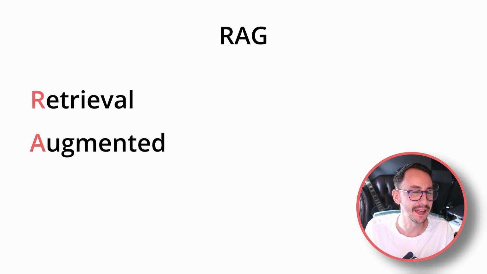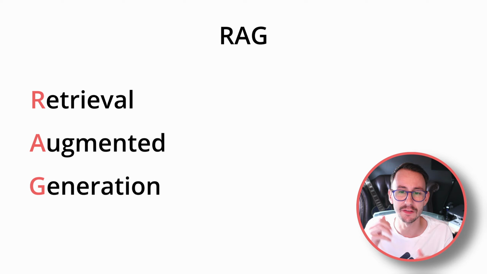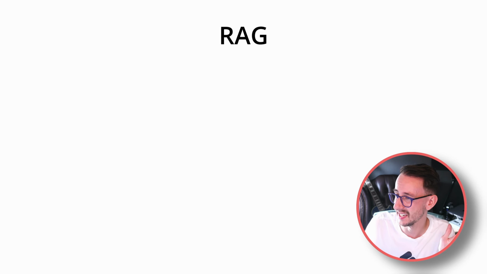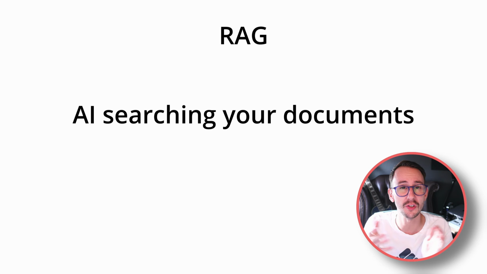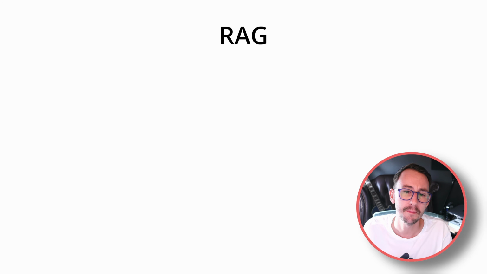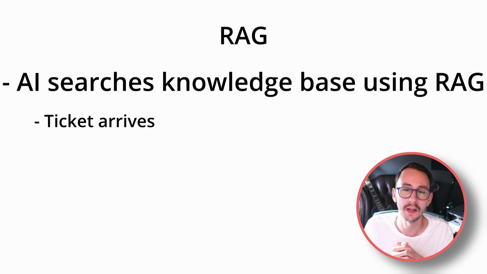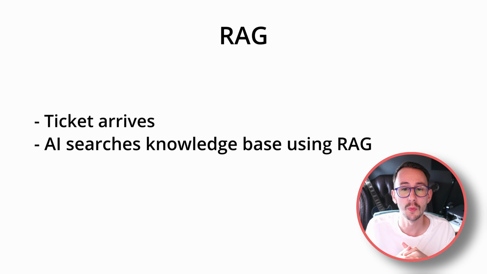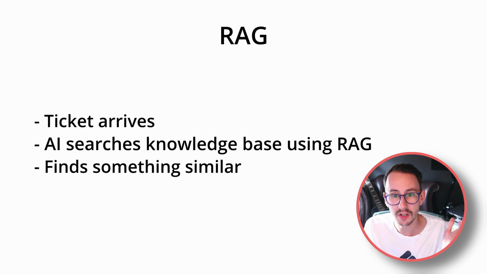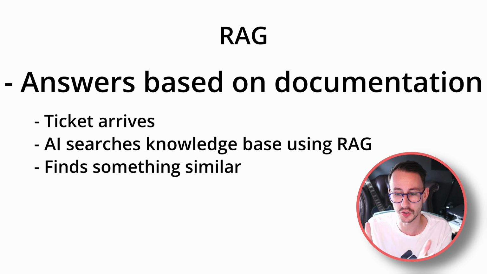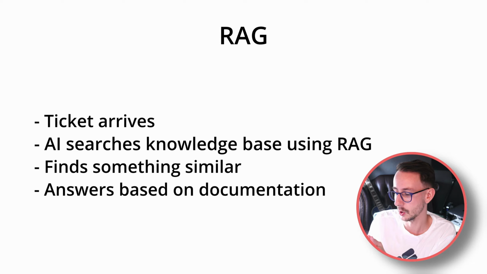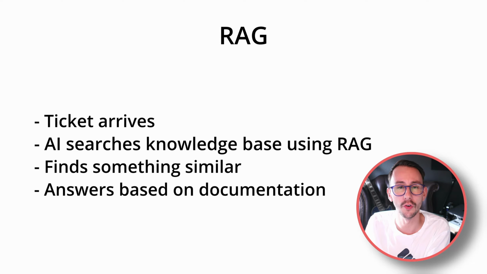Then I want to talk about RAG, or Retrieval Augmented Generation. What the hell is RAG? Well, it's really a fancy name for AI searching your documents, basically. The way it works is a ticket arrives into your help desk, VPN keeps disconnecting. AI using RAG will then go and search your knowledge base. It will find something similar in there, and then it will answer the question, or provide a solution based on your documentation.